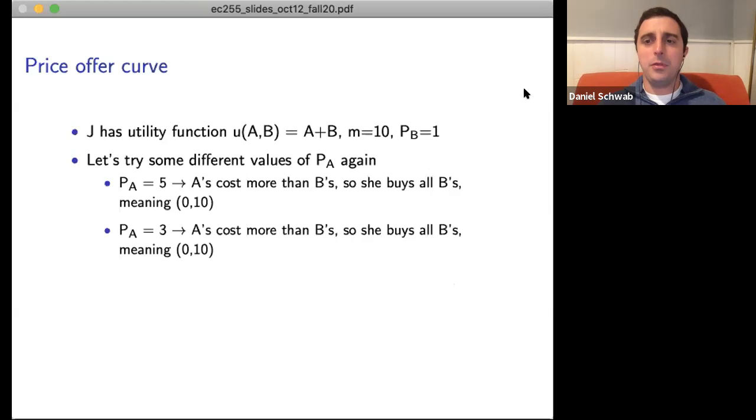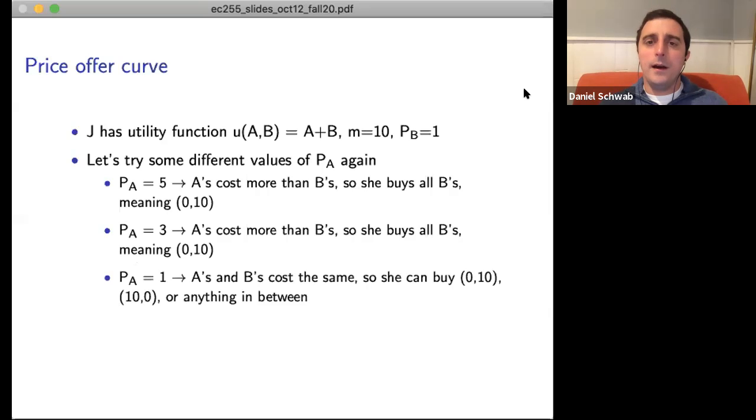PA is equal to 3. Wait, this is the exact same story. Apples cost more, so she buys all bananas, so she buys 0, 10. So this is really helpful, right? It means that anytime apples are more expensive than bananas, we can just stop working right there. We know that as soon as apples cost more than bananas, she's going to buy all bananas, so she's going to buy the bundle 0, 10.